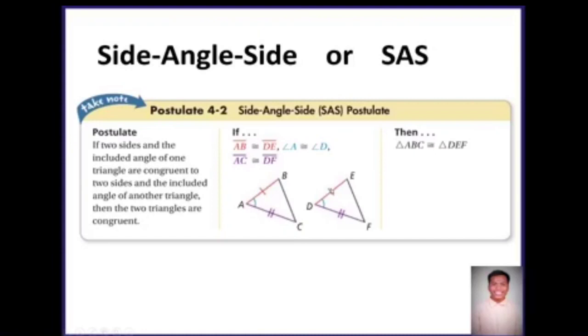Alright, so that's it. And for the second postulate, we have the SAS or the side angle side. You are given two pairs of congruent sides and one pair of angles, and this angle should be an included angle. So it states that if two sides and the included angle of one triangle are congruent to the two sides and included angle of another triangle, then the two triangles are congruent.